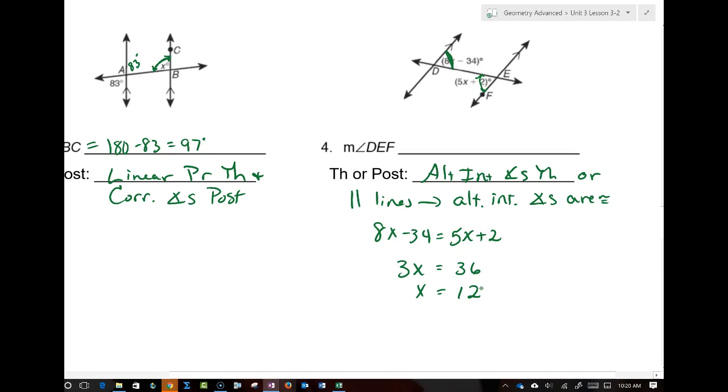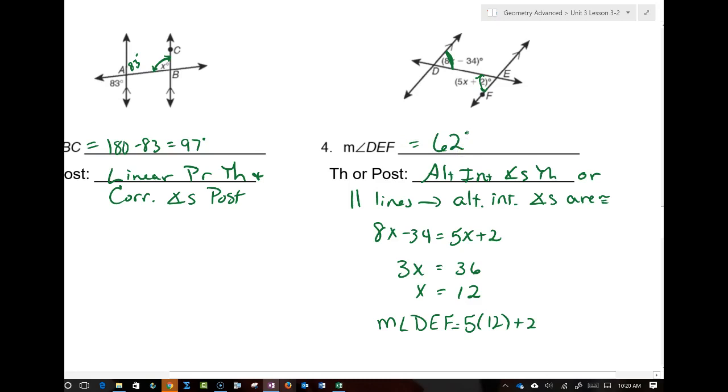Are we done yet? No, we got to plug it in, right? The good old commercials. All right. So the measure of angle DEF is going to be 5 times 12 plus 2. How many degrees did we get, guys? 62.